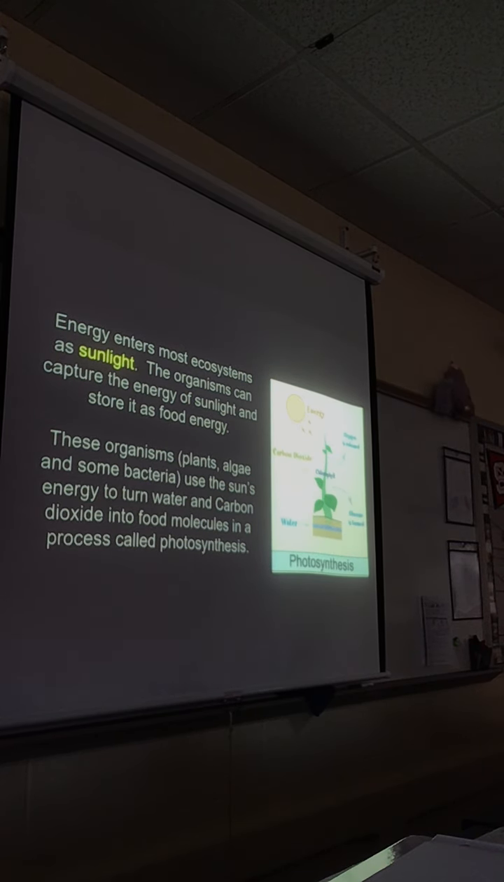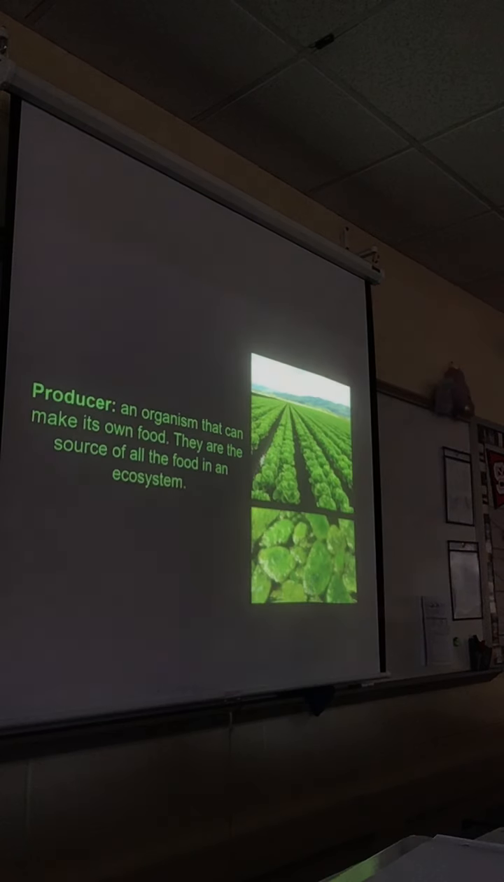And you can, again, you can abbreviate that bottom portion. You know this one. Producer. A producer. Go ahead and write it down. Producer. This is a quick definition. Okay, an organism that can make its own food. They are the source of all food in an ecosystem. Okay, a producer. An organism that can make its own food. They are the source of all the food in an ecosystem.